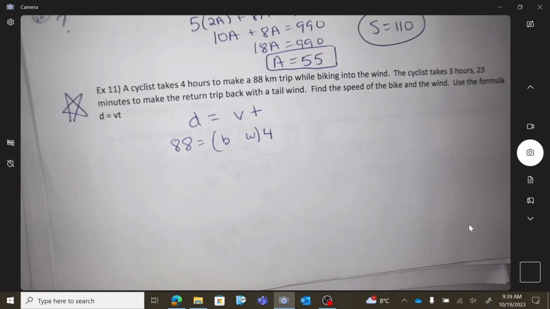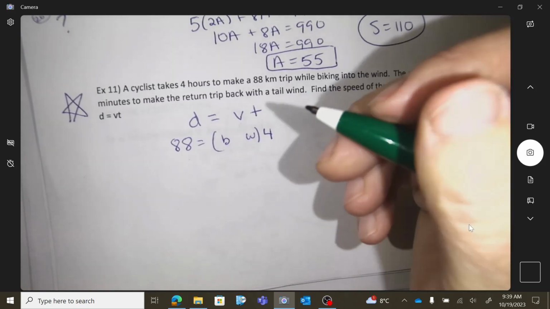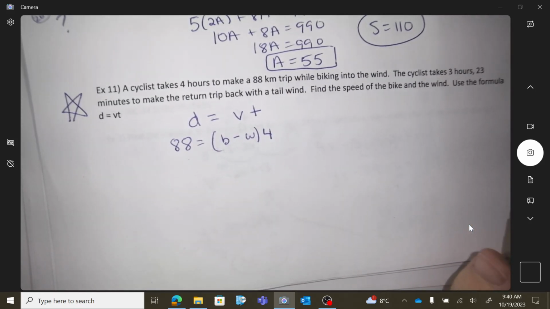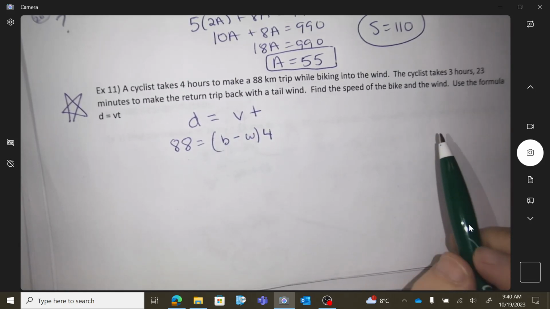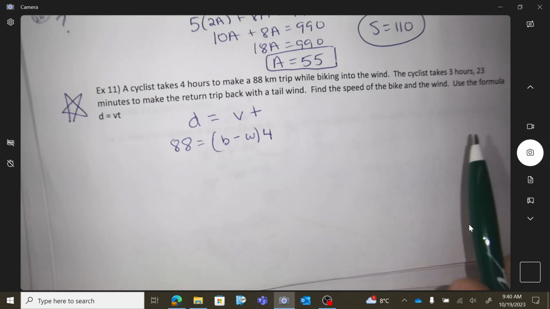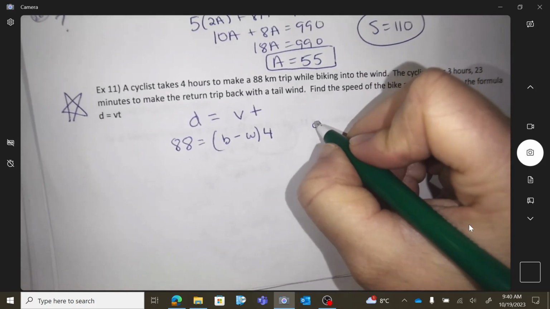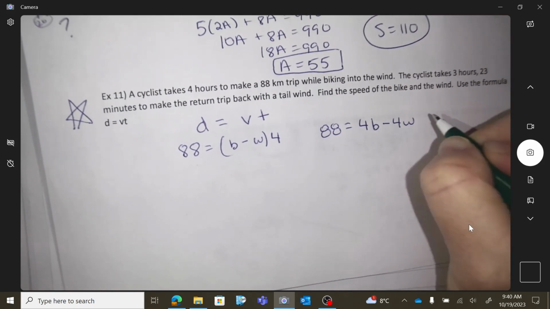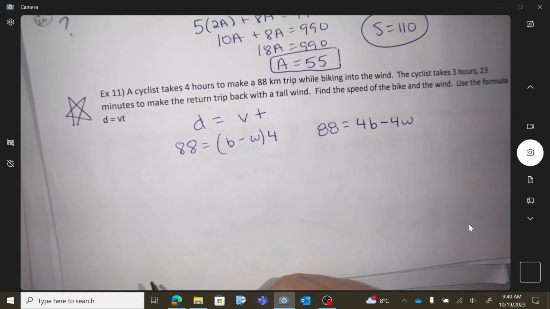If you are going into the wind, what do you think? Does that speed you up or slow you down? Slows you down. So your velocity will get minused. So what I'm going to do here is I'm going to distribute that out. So there's my first equation.